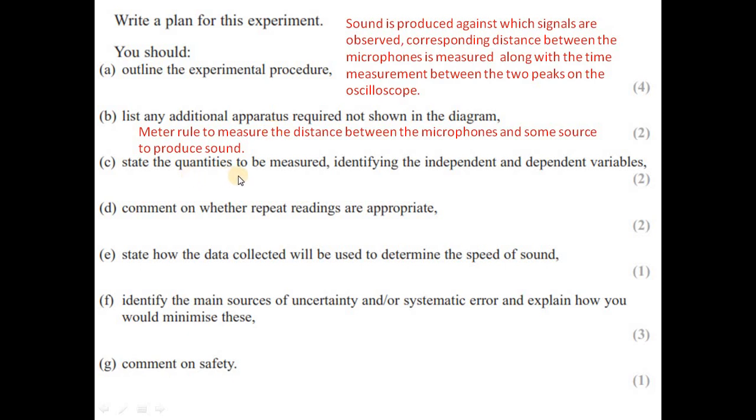State the quantities to be measured. Identify the independent and dependent variable. The independent variable is the distance between the source and the microphone, and the dependent variable is the time between the two peaks.